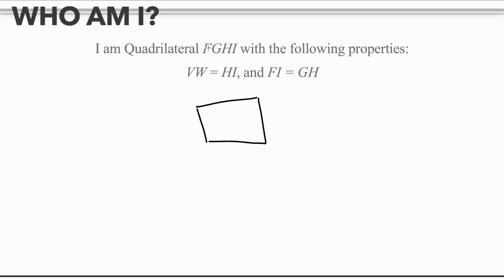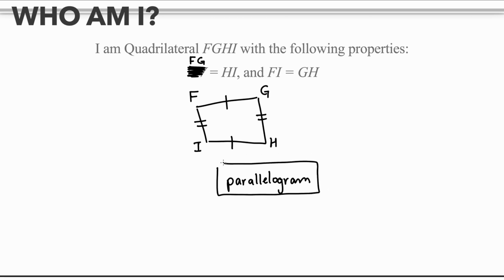All right, we have F, G, H, I, but I don't think that should have been a VW. Let's see. F, G, H, I. All right, they said that FI and GH are equal. So I'm assuming this is supposed to be an FG. FG and HI are equal. Okay. We know that opposite sides are equal, but that's all we know. We do not know anything else. So the only thing that we can call this is a parallelogram.